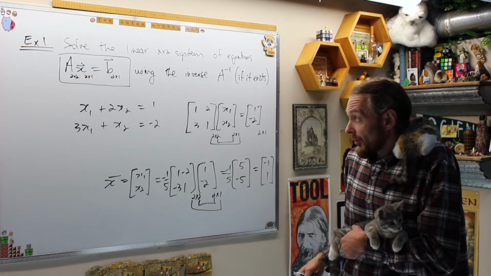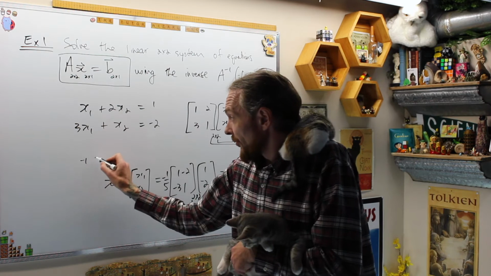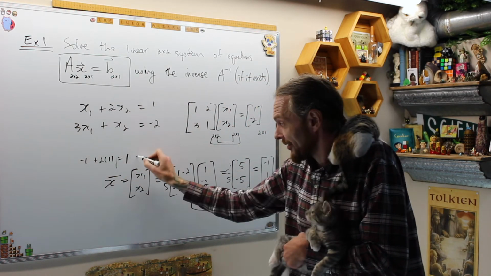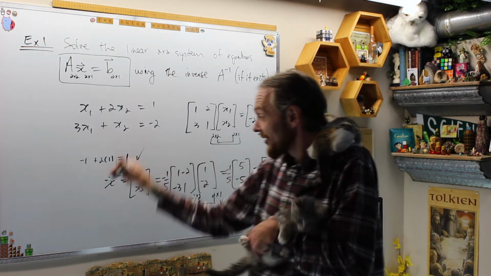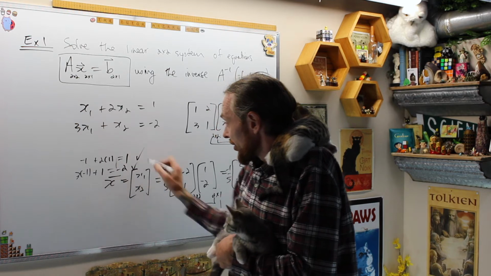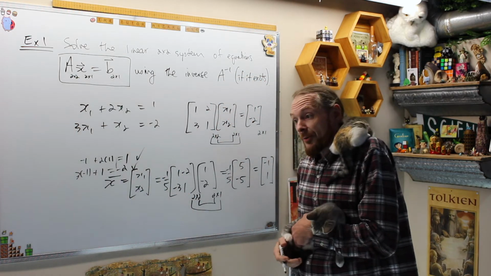If I put those in there, what do I get? Negative 1 plus 2 times 1 is 1. Check. And then what is the other one? If I have 3 times negative 1 plus 1, that is negative 2. Check. This is the unique solution. Let's do another one.